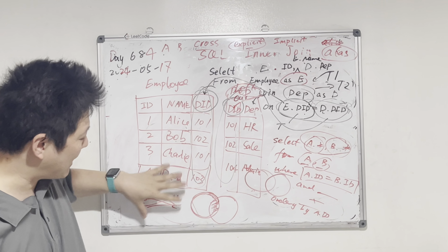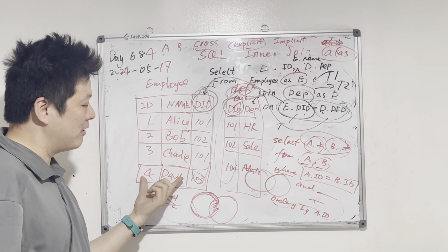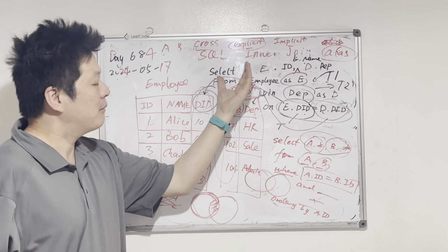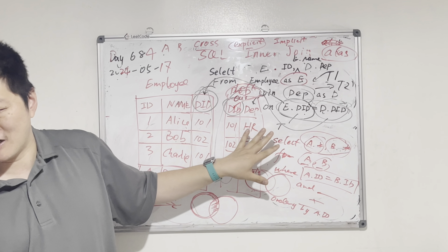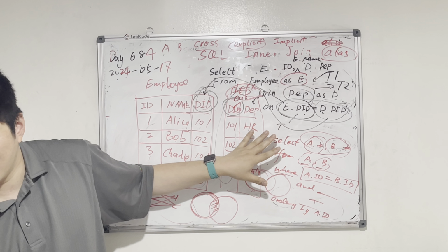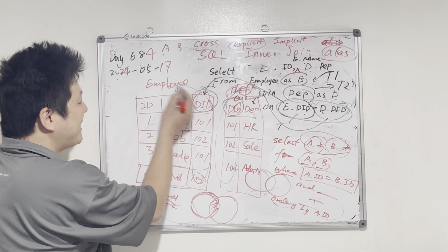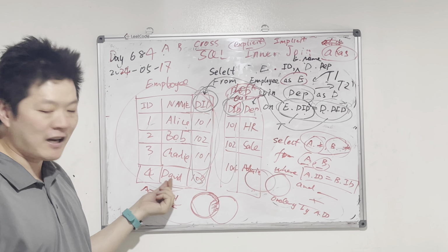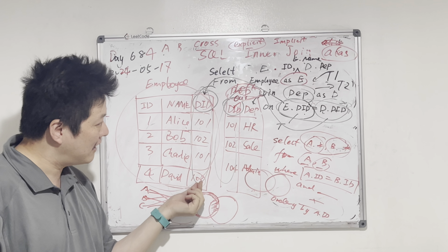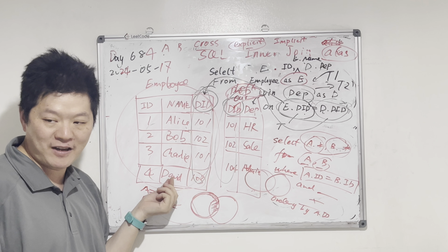For inner join, it doesn't return this record. Why? Because this record is not present in the second table. Let's inner join. Okay, so left join, simple. We return everything here, right? Even David. But look, the department ID for David is missing, right?